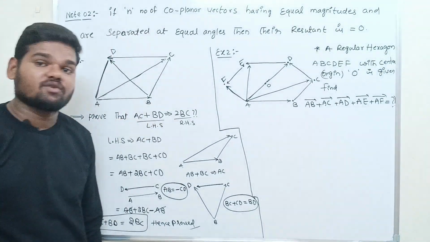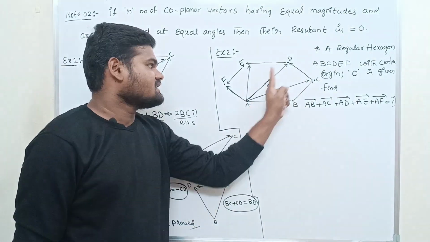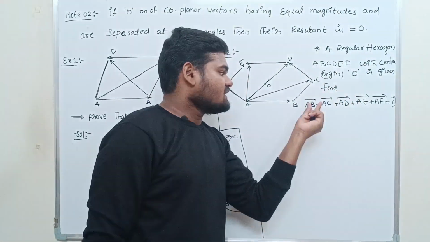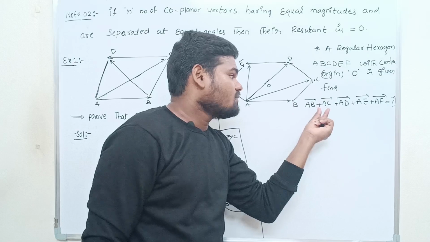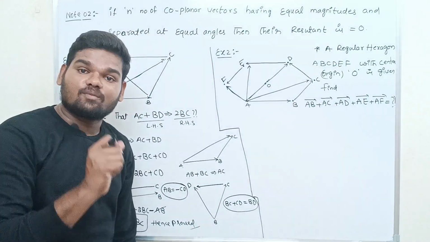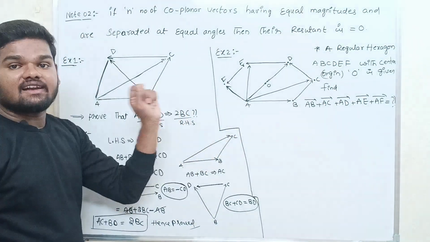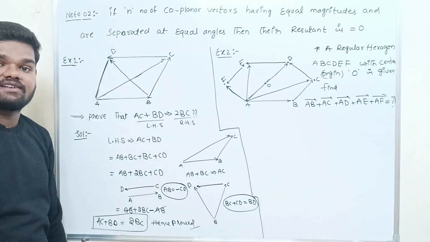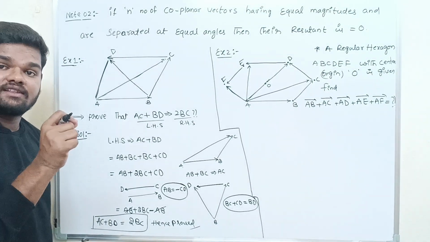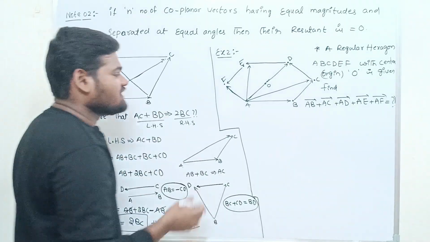So this is the given question. A regular hexagon is given, and these are the diagonals AC, AD, AE, with center O. So what they are asking is to find AB plus AC plus AD plus AE plus AF is equal to how much? So pause the video and try the solution. Use the polygon law of vector addition and you will get the answer. 3, 2, 1, go. I'm going to solve it.